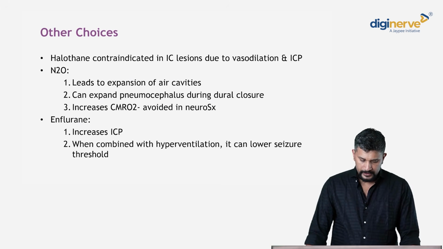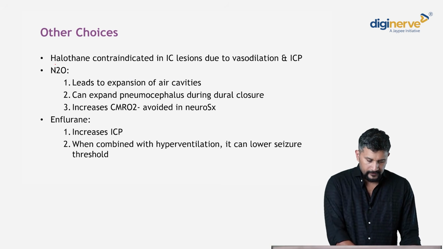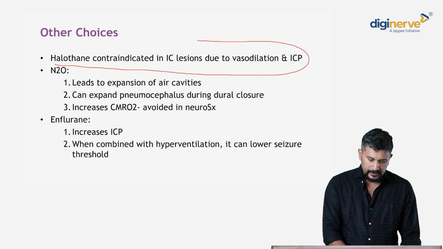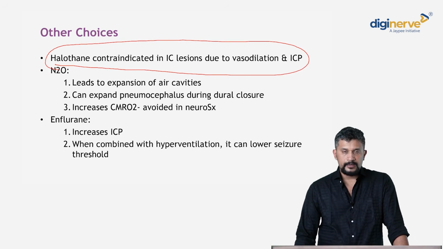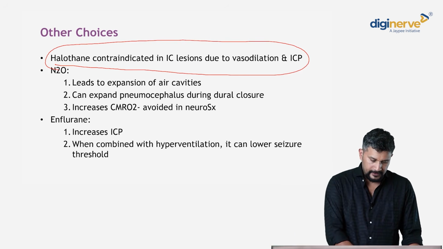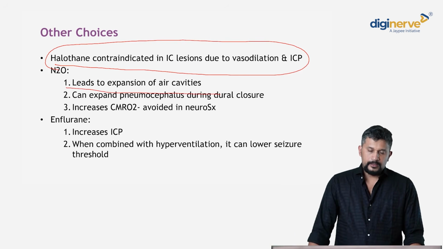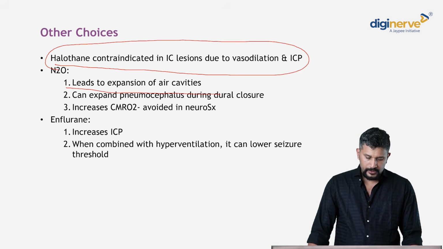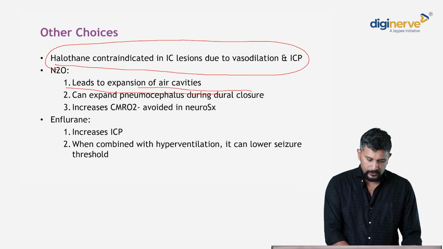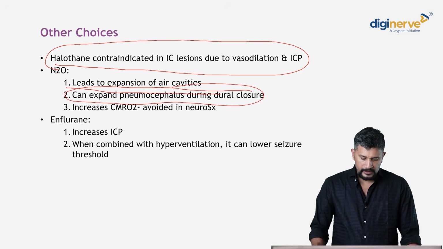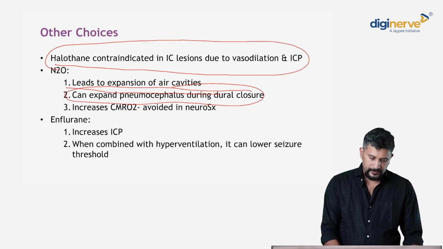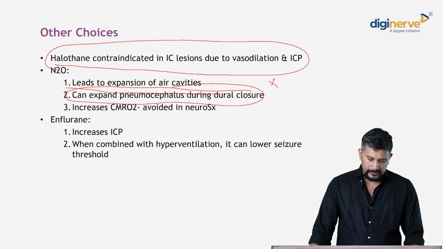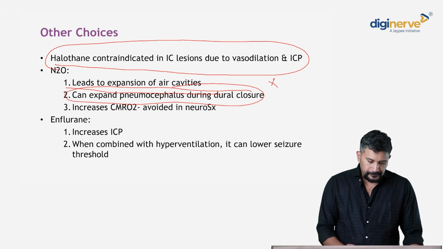Now coming to our question, halothane, we have already seen that halothane is contraindicated in intracranial lesions because it causes vasodilatation and an increased intracranial pressure. Nitrous oxide, like we saw, tends to increase your air cavities. In neurosurgery, you're going to open up your skull and therefore you can have a pneumocephalus, and this pneumocephalus can increase in size during dural closure. So therefore you would tend to avoid using nitrous oxide in neurosurgery.